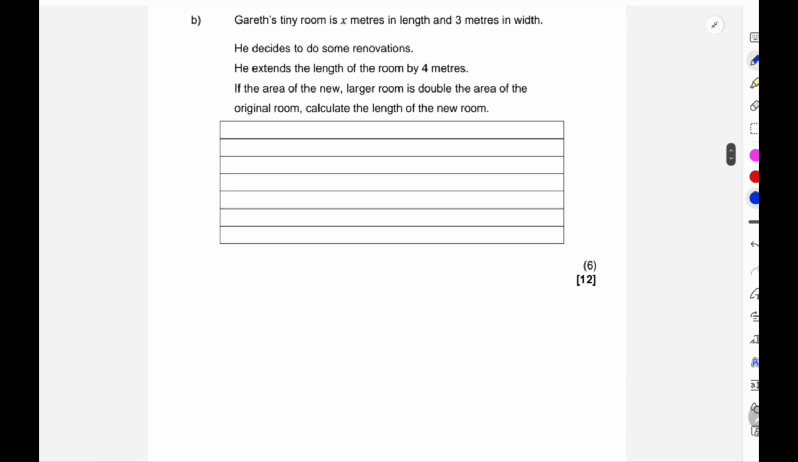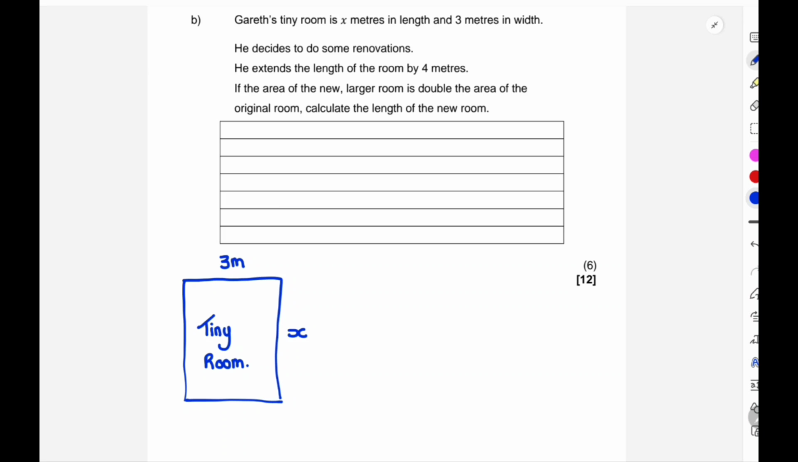Okay, here's another question in terms of x. It says Gareth's tiny room is a mere x meters in length and 3 meters in width. So we don't know the length, the width we know is 3 meters. And the length we know as x meters. And this is Gareth's tiny room. He decides to do some renovations. He extends the length of the room. So this would be the bigger room now. He decides to extend the length of the room by 4 meters.